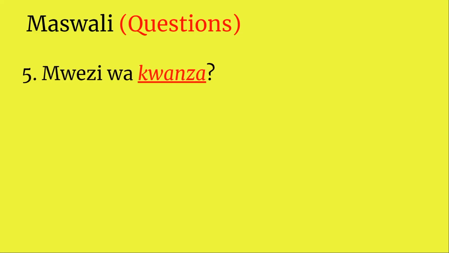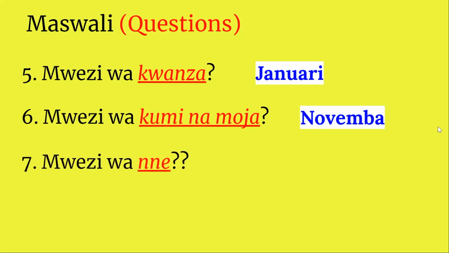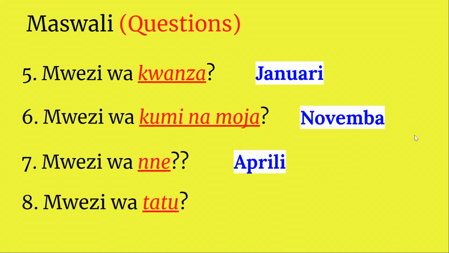Mwezi wa kwanza. Januari ni mwezi wa kwanza. Kwanza means first. Mwezi wa kumi na moja. November, Thanksgiving. Mwezi wa nne. What is nne? 4, 4th month. Aprili ni mwezi wa nne. Mwezi wa tatu. Machi ni mwezi wa tatu.